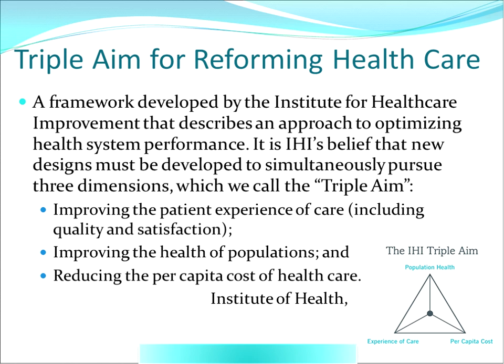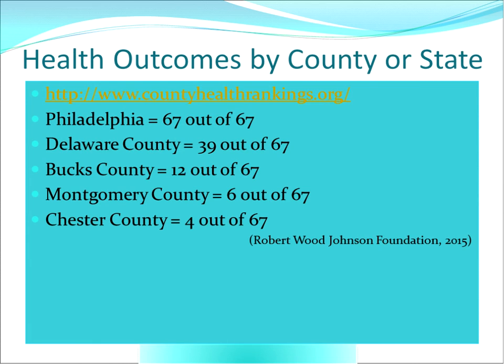First being population health, second being per capita cost, third the experience of care. And so improving the patient experience of care, including quality and satisfaction, is part of that triple aim. Improving the health of populations also, and then reducing the per capita cost of health care so that we can keep it both cost effective so individuals do have access to that health care.